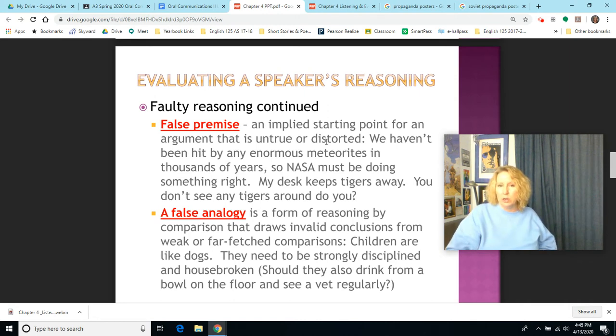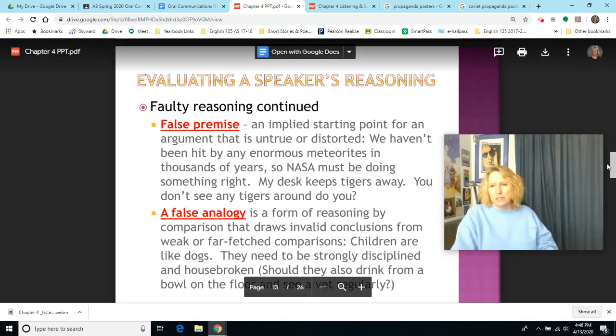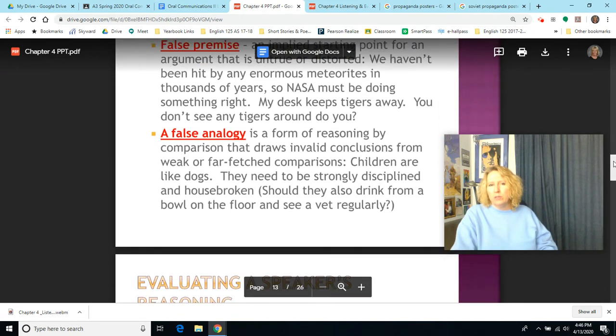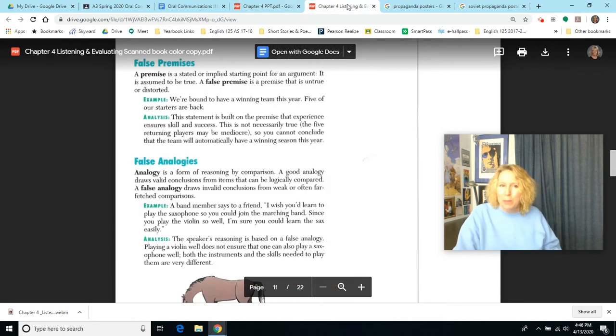There's a premise there. Here's another silly one. My desk keeps tigers away. You don't see any tigers around, do you? That's for all of you Tiger King lovers out there. That's a really ridiculous one, that the premise is that your desk somehow prevents something from happening, okay? Just ridiculous, very silly examples. But just to help you understand that a premise is an assumption that we can't always accept as fact. All right, back to our book.